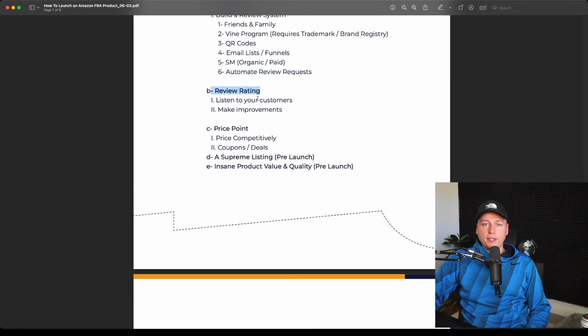Next is review rating. The biggest thing here is to listen to your customers and make improvements. We need to have a review rating, in most niches, of 95% to 99% over 4.3 stars. Okay.